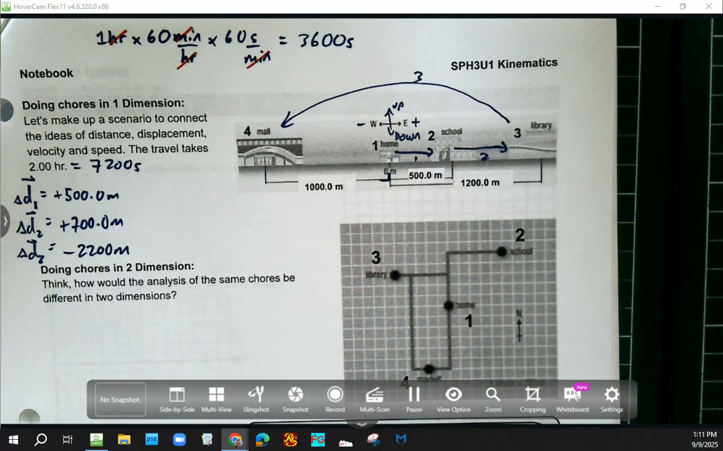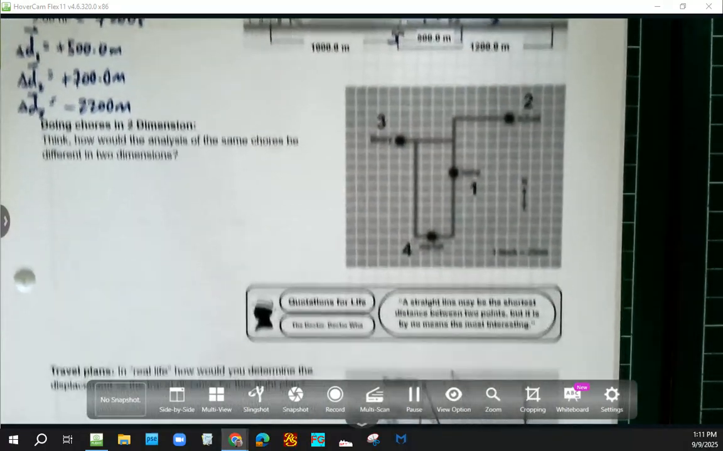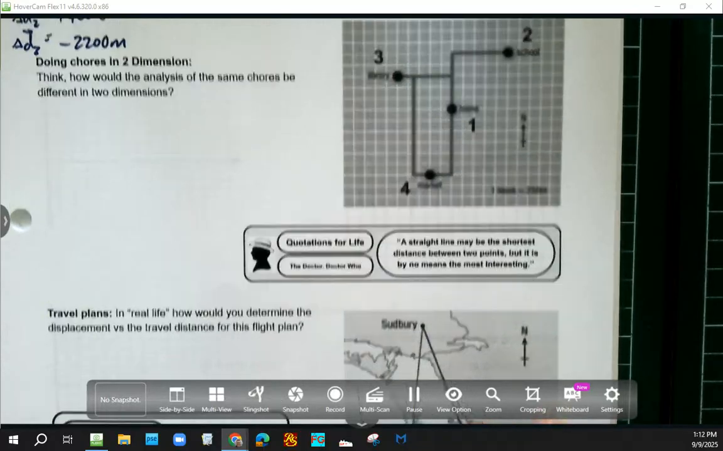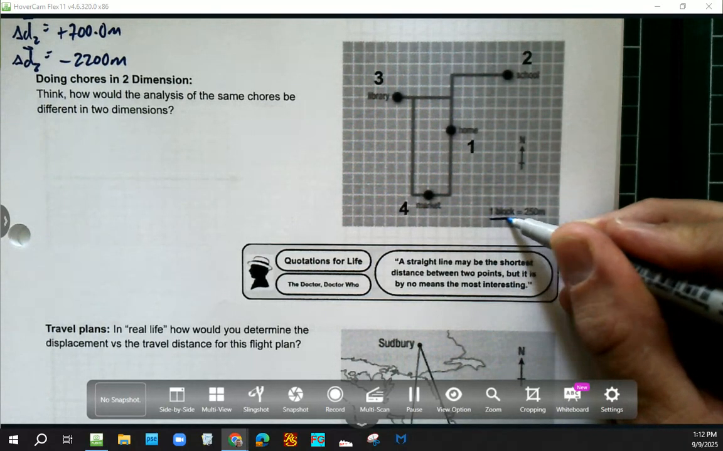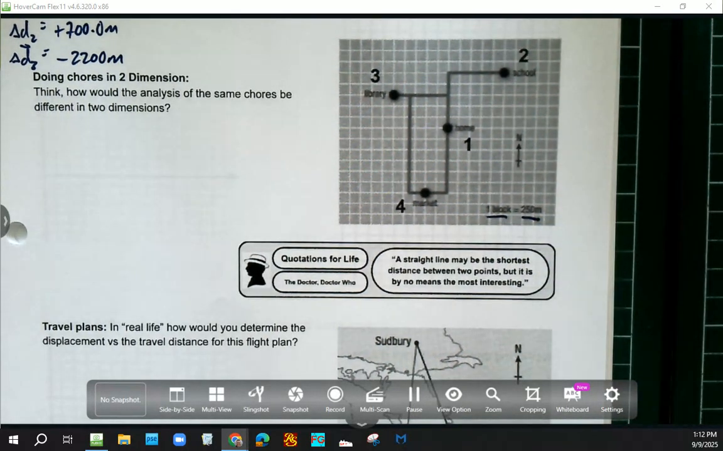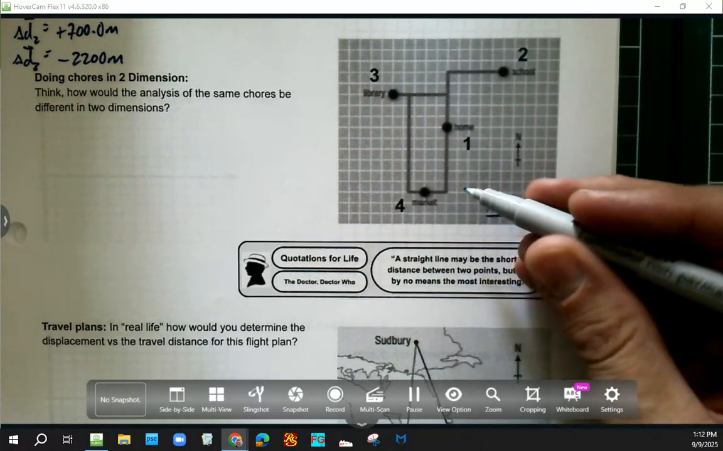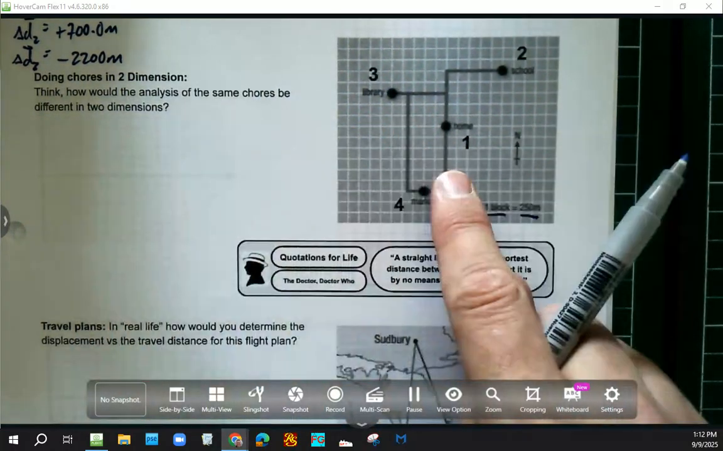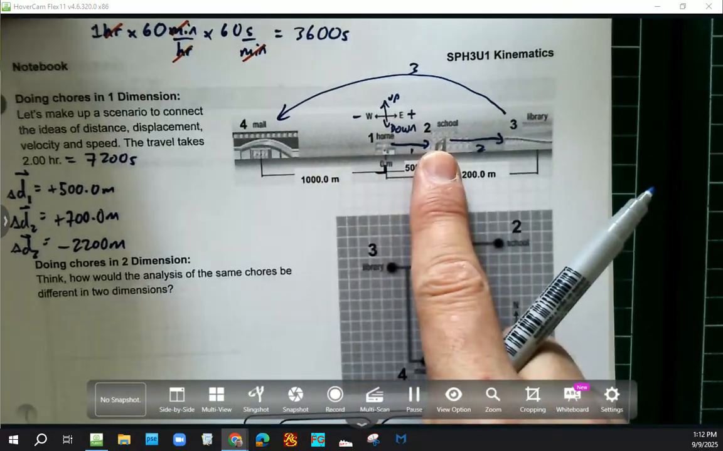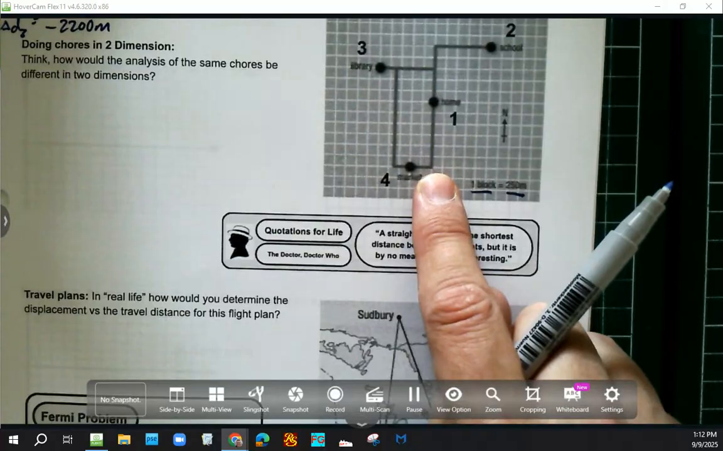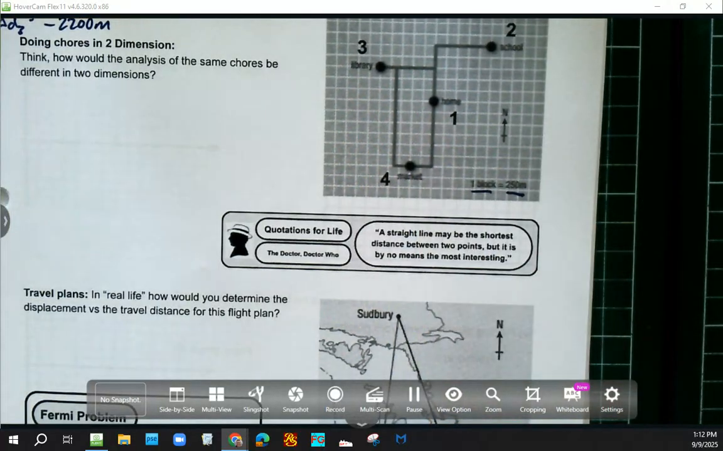Now, before we do that, though, as a part B, because I'm going to put the answers up, don't worry, but as a part B, I'd like you to also figure out, we got a scale here that 1 block is equal to 250 meters. So this is another partner's challenge. I want you to figure out, please, could you figure out what the displacement is for if we were to do chores in this neighborhood? So this neighborhood is a one-dimensional neighborhood. This neighborhood is a two-dimensional neighborhood. Okay? It's like we're rising up.